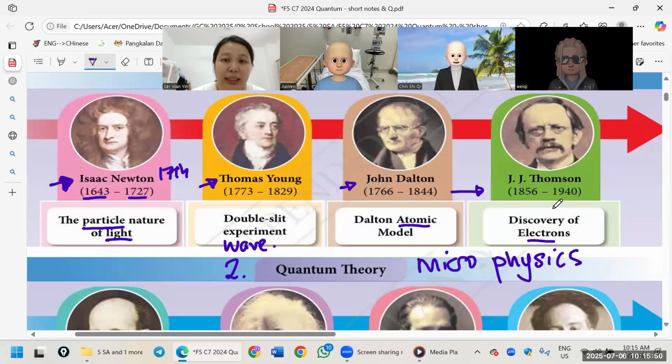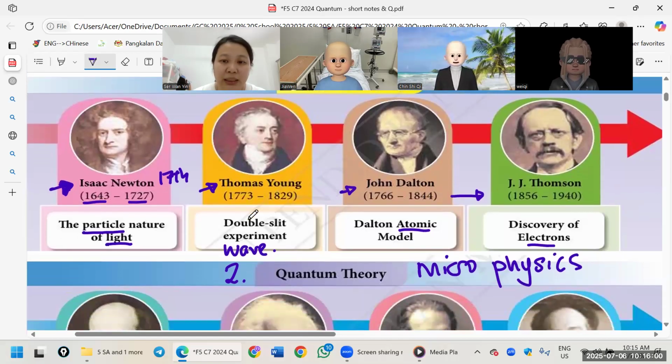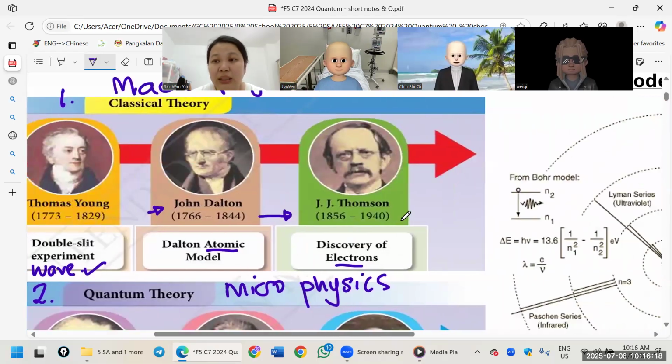Okay, so yeah, chemistry and physics are sometimes related. Now classical physics almost ends here. Even though Newton said light is particles, and Thomas Young said light is a wave, they also cannot solve the problem. What's the problem?